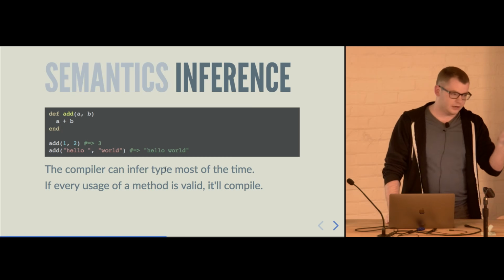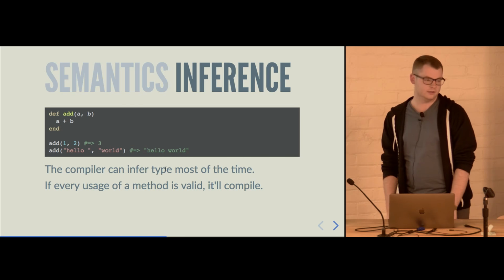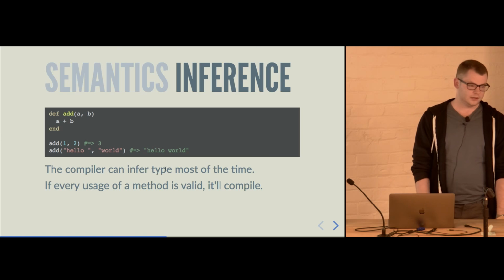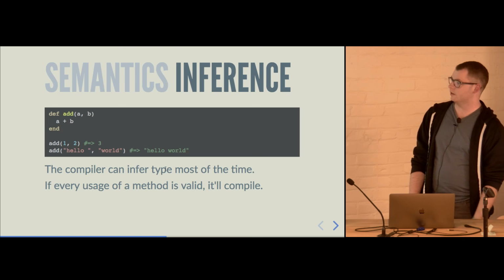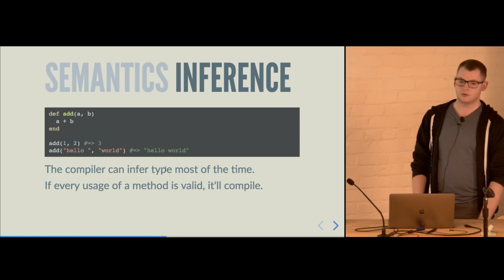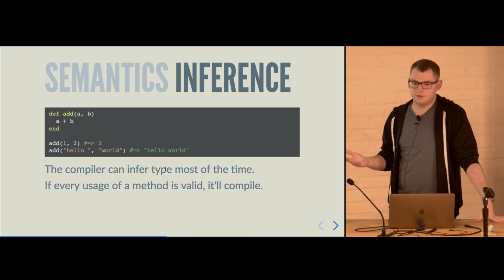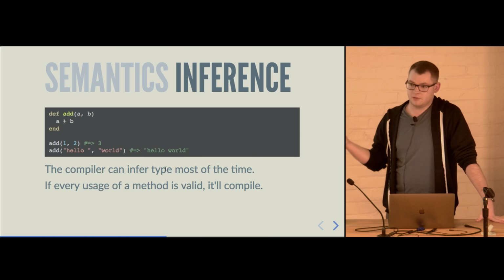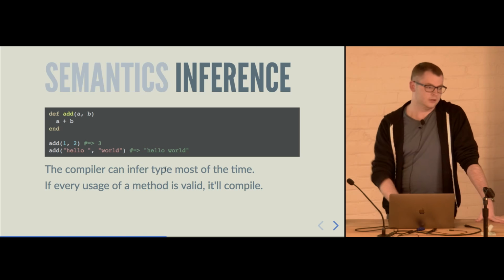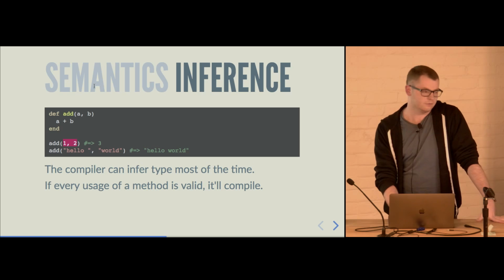Type inference. So here I have an add method that just takes parameters A and B. That looks like pretty good Ruby, right? It's just add A and B and do whatever it does. So I add 1 and 2 and I get 3. I add hello and world and I get hello world. Pretty straightforward. I don't have to put any types there. Even though Crystal is statically type checked, I don't have to say anything about the types here. It can infer that, hey, you called add with an integer and an integer. That should just work. And so it does.